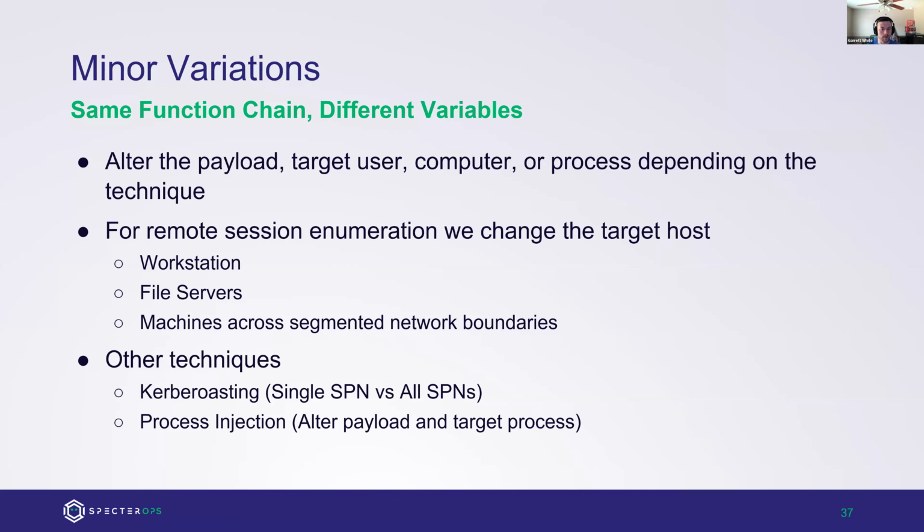Generally, when we conduct our purple team, these are environmental factors. Like process injection, we'll alter the payload. Maybe it's a shellcode or a DLL. Maybe that payload's a beacon versus a benign calc shellcode. We'll alter the target user, computer, or process, depending on which technique we're executing that day. For session enumeration or user hunting, we generally change the target host. So we'll try to enumerate sessions on a workstation. We'll try to enumerate sessions on a file server.